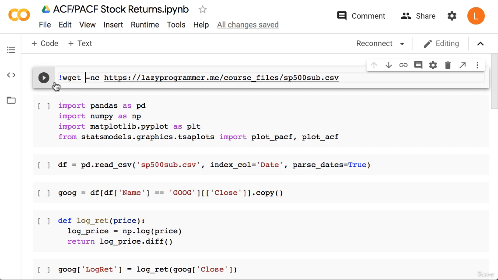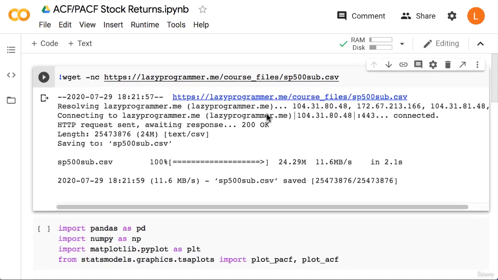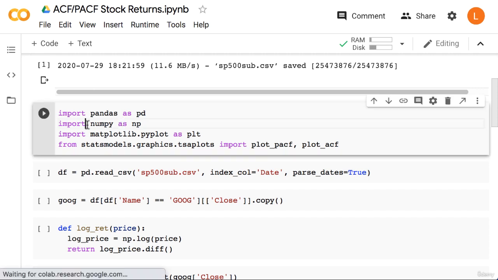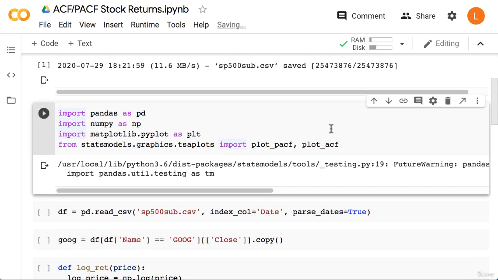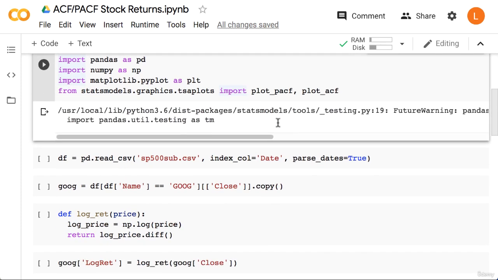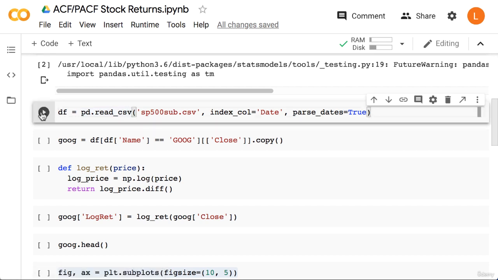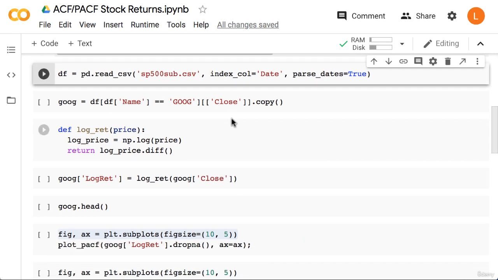Okay, so let's start by downloading our S&P 500 CSV. Next, let's import our usual libraries: pandas, numpy, matplotlib, plot_acf, and plot_pacf. Next, let's read in our CSV using pd.read_csv. Next, let's filter out all of Google's close prices.